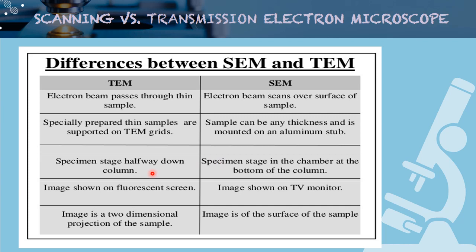The placement of the specimen in the TEM is halfway down the column, whereas in the SEM, the specimen is located at the bottom of the column. Other than that, the image will be shown on a fluorescent screen for the TEM, and for the SEM, the image will be shown on a TV monitor. Last but not least, the image produced by the TEM is a 2D projection, and the image produced by the SEM is a 3D image of the specimen.